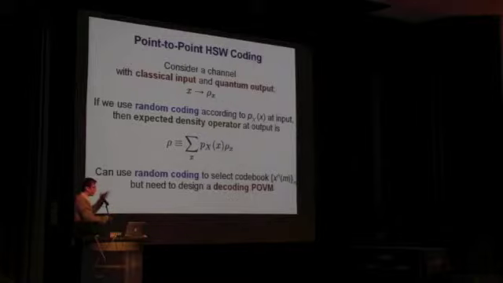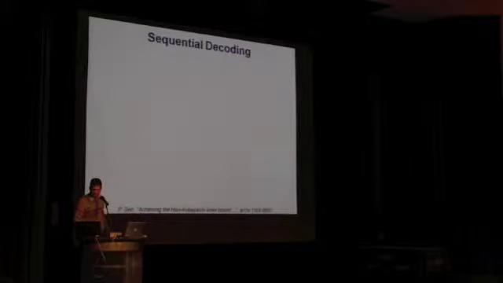This all sounds very similar to what Shannon did about 60 years ago, but the difficulty in the quantum case is designing a decoding POVM. This is what Holevo, Schumacher, and Westmoreland did some time back. But what Pranab Sen did in a recent paper was a sequential decoding technique.